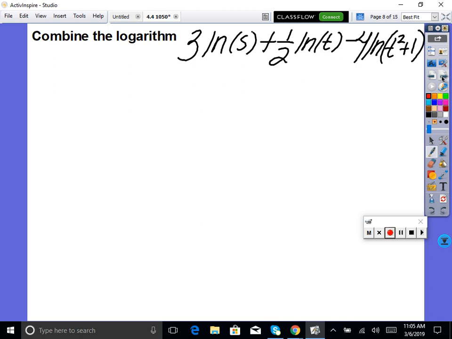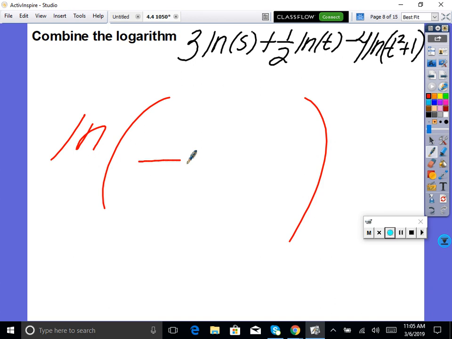Okay, so with this one, the first thing I would do is say, okay, they're all ln's. So I would write a big ln, and I put in some big parentheses. Now I see addition and subtraction signs, so I know I'm going to have multiplication and division signs. So I write in my division. If you ever see a subtraction, you know there's a division. Okay, let's put everything that's positive on top.